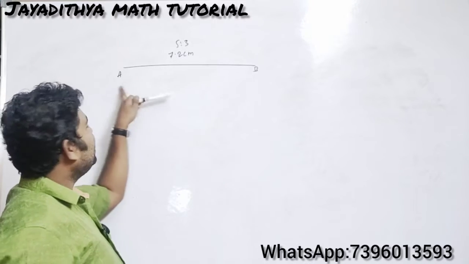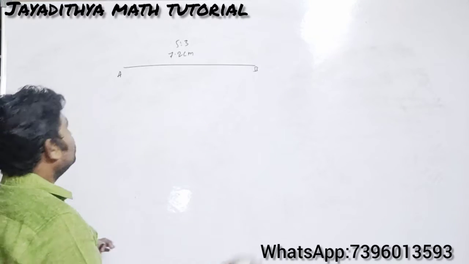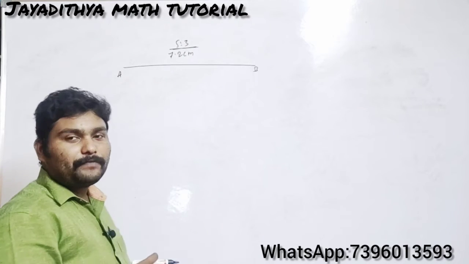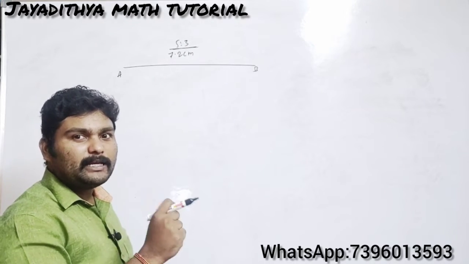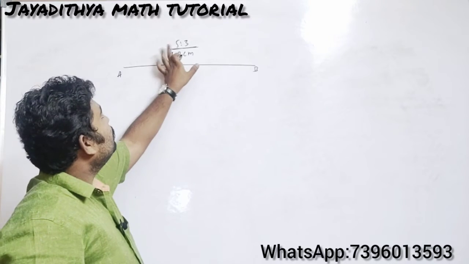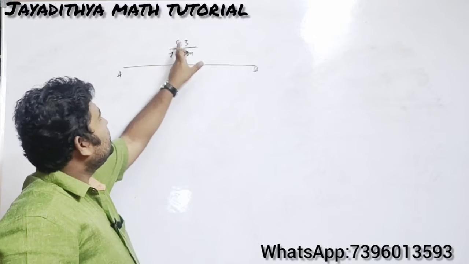Okay, so see here, A and B is given. In A and B, what is the ratio? You need to divide it in the ratio 5:3. But there will be a minor difference. I will explain it when I am telling the construction of similar triangles. So we need to divide AB in the ratio 5:3.